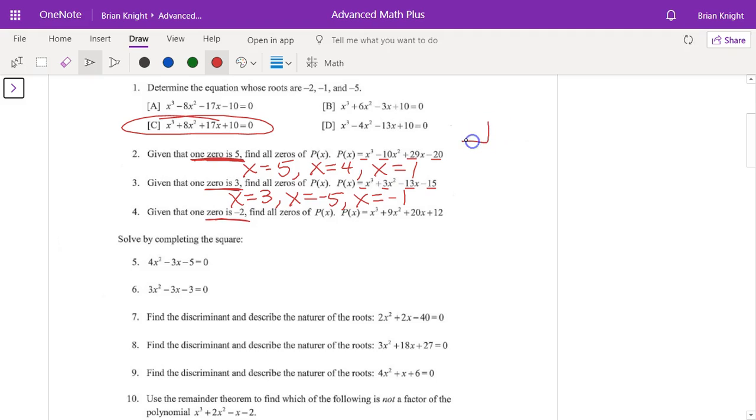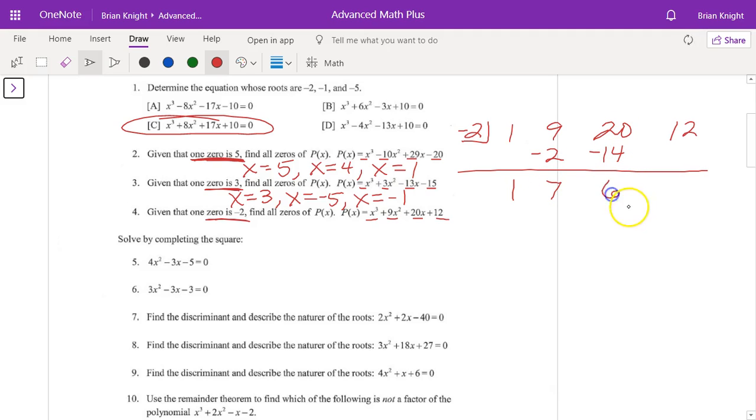What are we dividing by on number 4? Negative 2. So, negative 2. My coefficients are 1, 9, 20, and 12. Bring down your 1. Negative 2 times 1 is negative 2. Add those up, you get 7. Negative 2 times 7 is negative 14. Add those up, you get 6. Negative 2 times 6 is negative 12. And we get 0 for our remainder like we're supposed to.